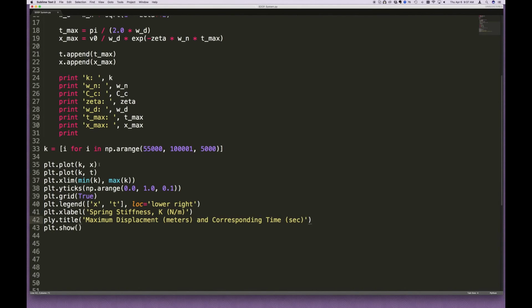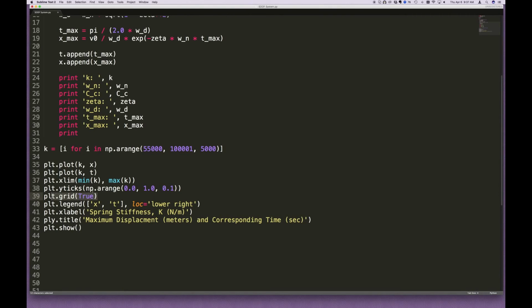So let me recap. I've said I want to plot k versus x. That's the first line. I've said on the same chart, plot k versus t, the time taken to reach each x. I wanted to set the x limits, the limits of the x-axis, between the minimum and maximum values of k. I wanted to make ticks. I wanted the scale on the y-axis to be 0.0 to 1.0 in increments of 0.1.